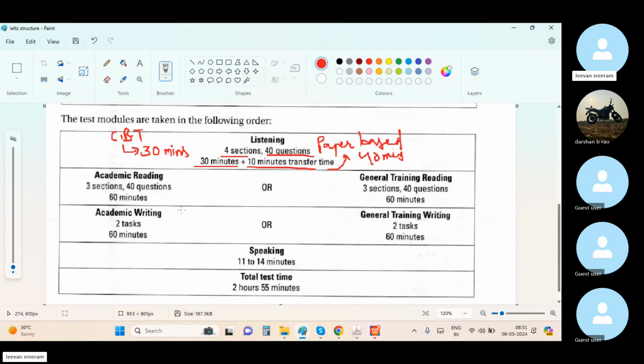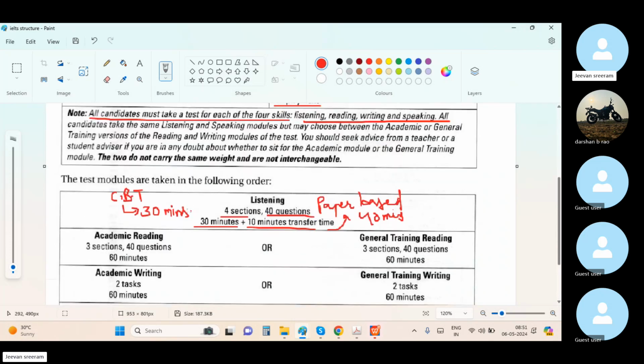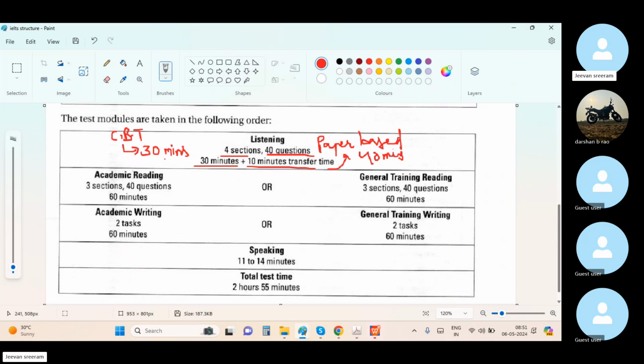So the next module is reading. Of course, the order has not been clearly given. So this order is actually conventional. The conventional order is L R W. Speaking is going to be in a different session or on a different day. Okay. So, the paper-based test, the order of the modules.